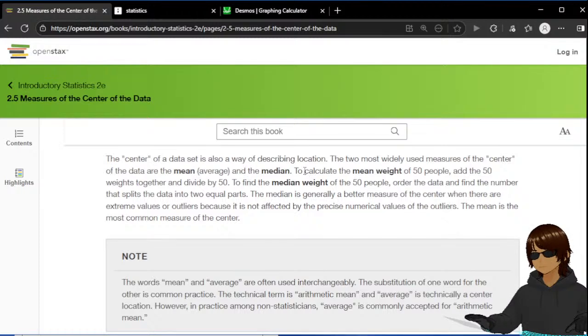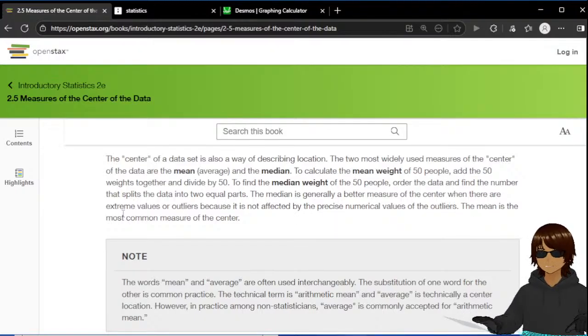To find the median weight of 50 people, order the data and find the number that splits the data into two equal parts. The median is generally a better measure of the center when there are extreme values or outliers, because it is not affected by the precise numerical values of the outliers.